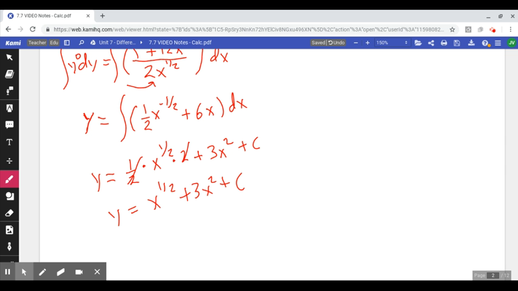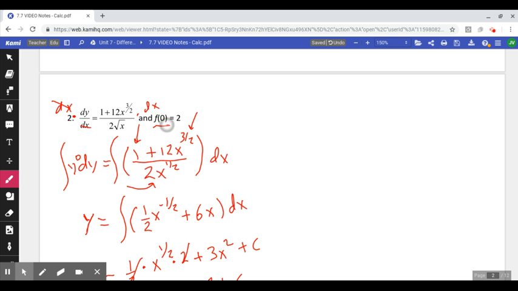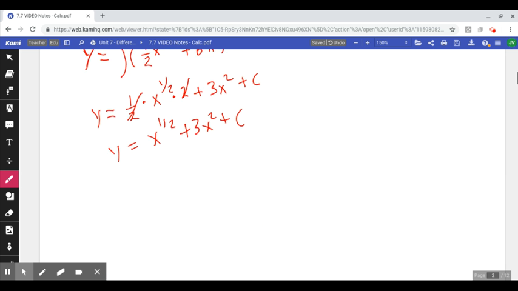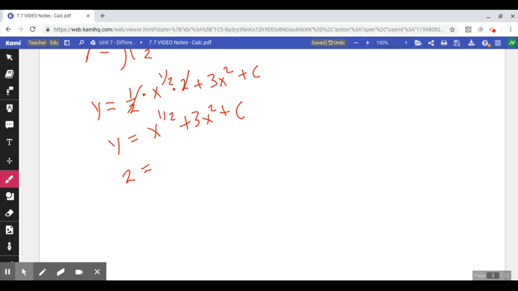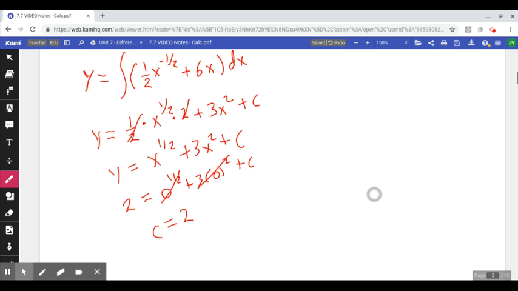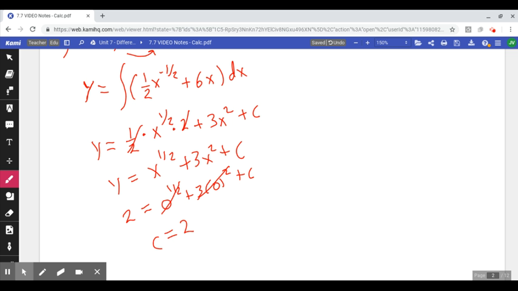At this point, what we want to do is try to find that value of c using our initial condition, which is right here. So f at 0 is 2, meaning the y value is 2. We'll do 0 to the 1 half plus 3 times 0 squared plus c. Well, 0 to the 1 half is 0, and 3 times 0 squared is also 0, so we find c to be 2 here. Then we're going to go right from our general solution, which is this one with the c, and all we're going to do here is replace that value of c.